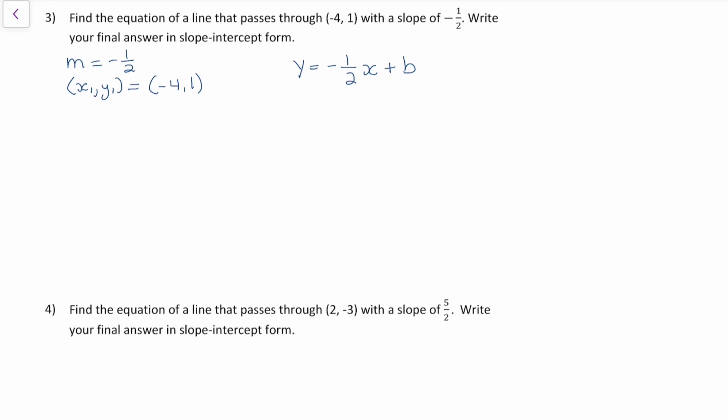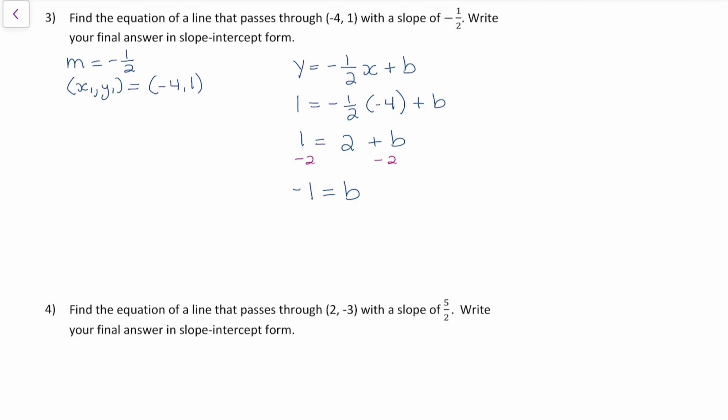So the point they gave me was (-4, 1). So I'm going to put 1 in where y is, and -4 where x is. And now I can solve for b and then rewrite my final equation. So I get 1 equals 2 plus b. A negative times a negative is positive, and 4 times a half is 2. And then I'm going to subtract 2 from both sides, and I get negative 1 equals b.